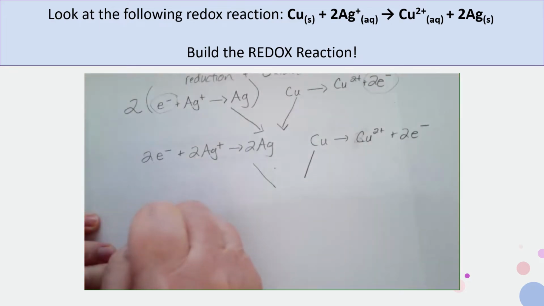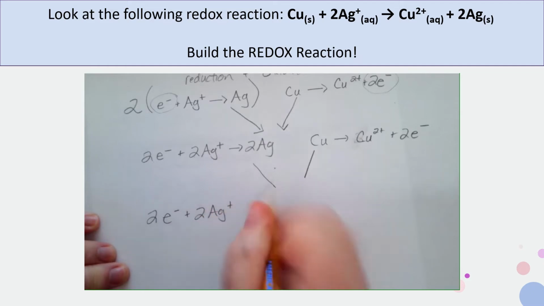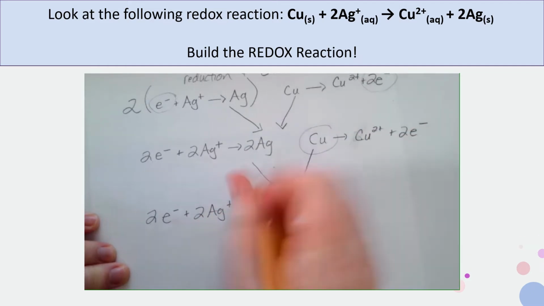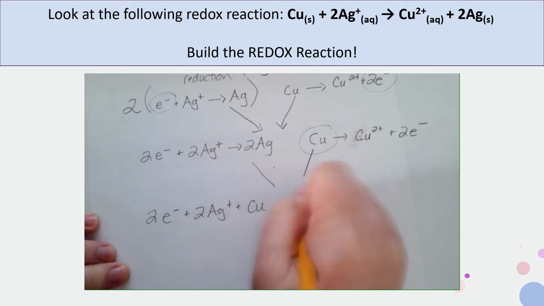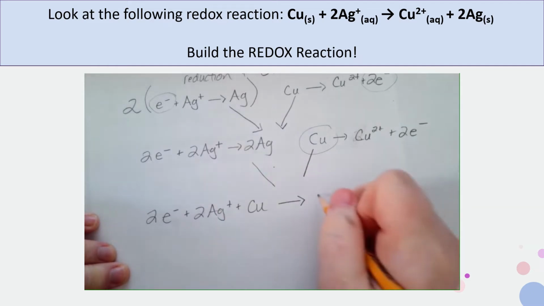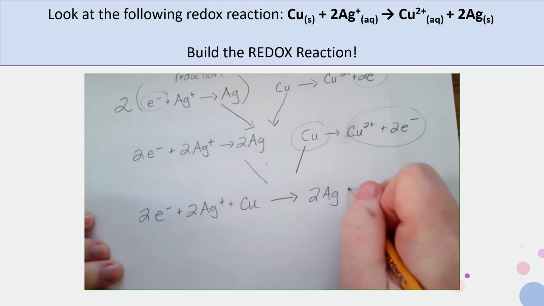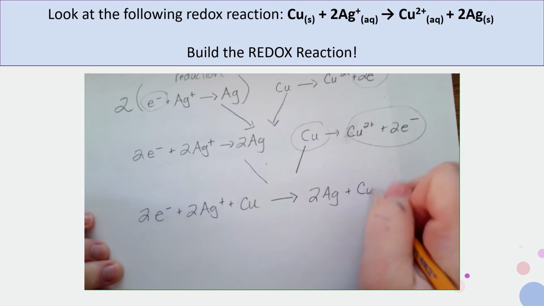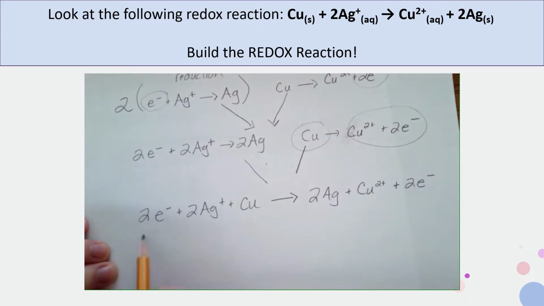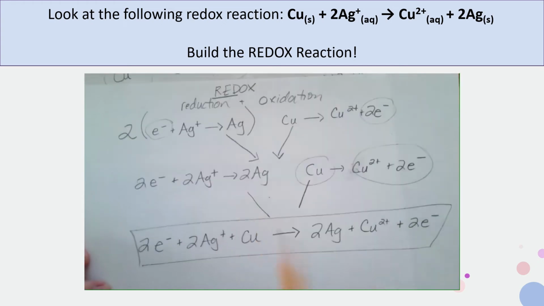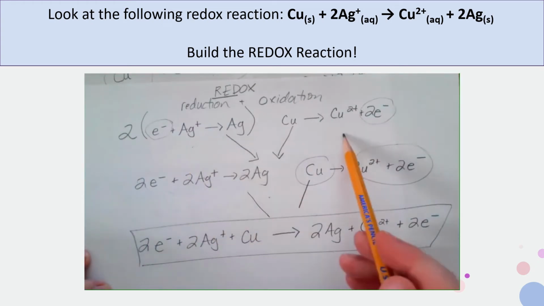So when I do that, I get 2 electrons plus 2Ag+. And then see how this is on that side? Plus Cu. Yields on the other side 2Ag, and then what's on the other side here? Plus Cu2+ plus 2 electrons. And this is the redox reaction built from the reduction and the oxidation.